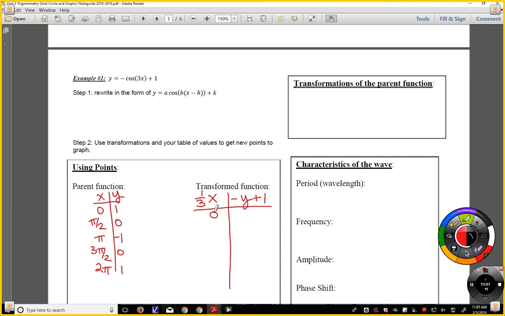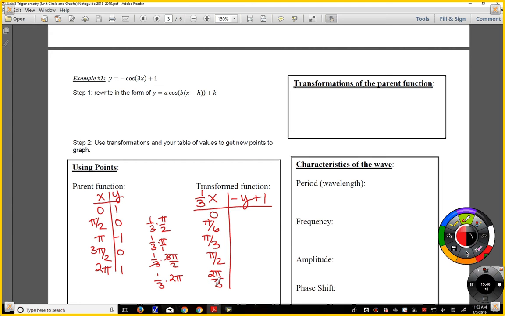If you have to write it out, right, so if I'm doing pi over 2, so I want 1/3 times pi over 2, so that gives me pi over 6. And I'm just continuing that idea for each of these. So 1/3 times pi, that would be pi over 3. 1/3 times 3 pi over 2. You can either multiply it and then reduce it, or you can cancel out those parts. So we'd have pi over 2. And then 1/3 times 2 pi gives me 2 pi over 3.